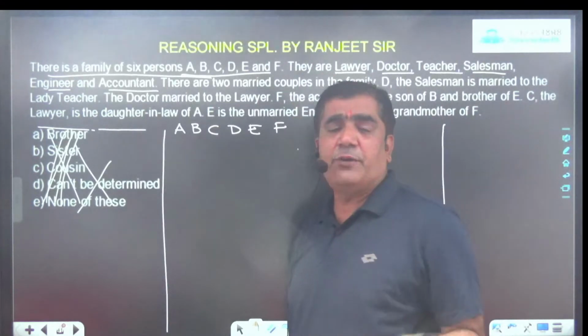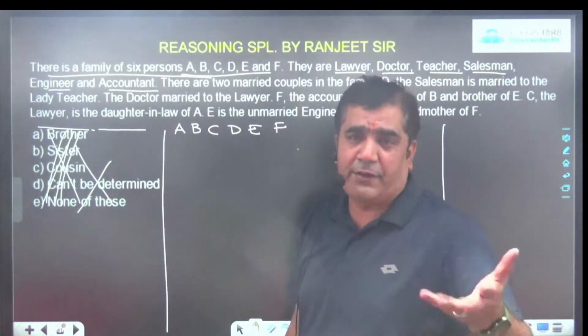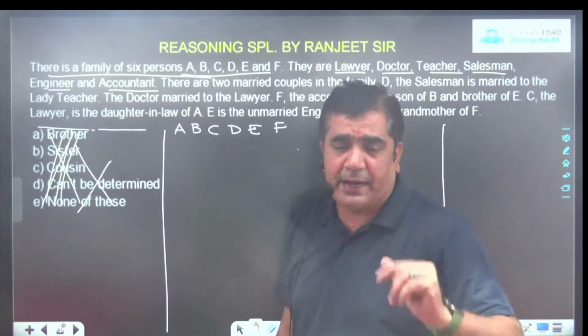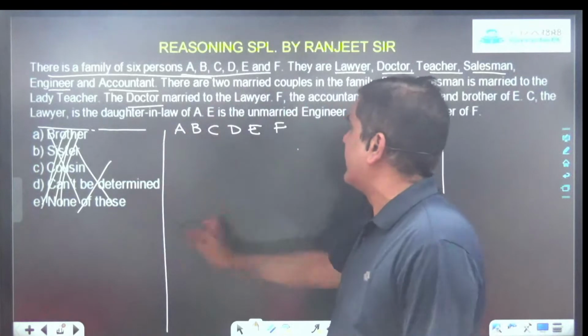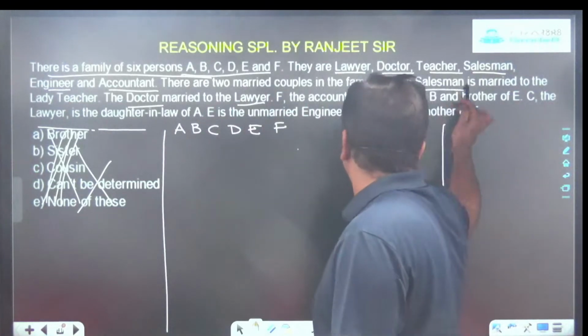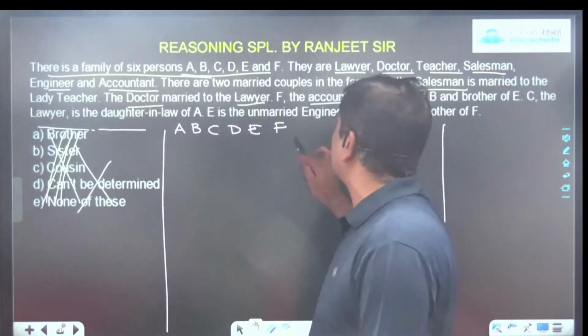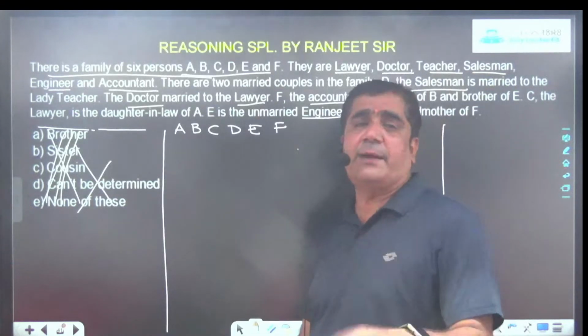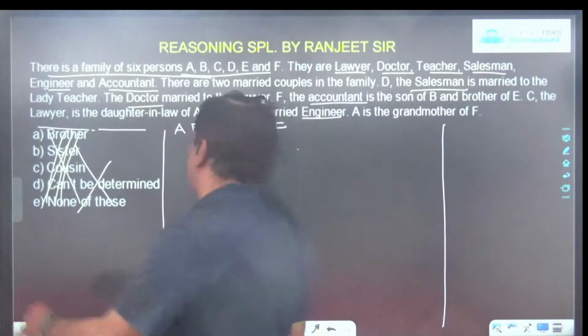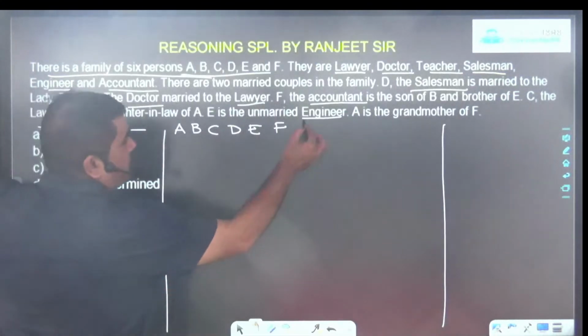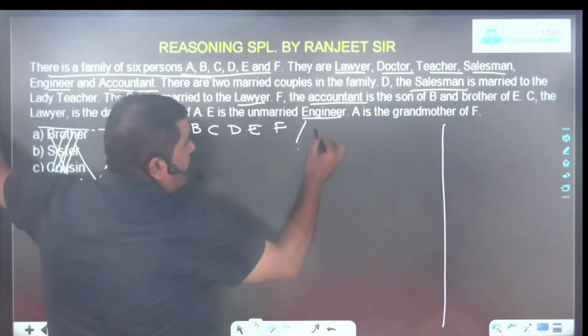See, in the exam we don't have time to write accountant every time, engineer every time, doctor every time, because in the passage they will use the doctor is married to lawyer. Just see, the salesman they have used, accountant they have used, engineer they have used, so we don't have time to write engineer every time. So the best way is what? Whenever they will talk about profession, my symbol will be lawyer means L star.